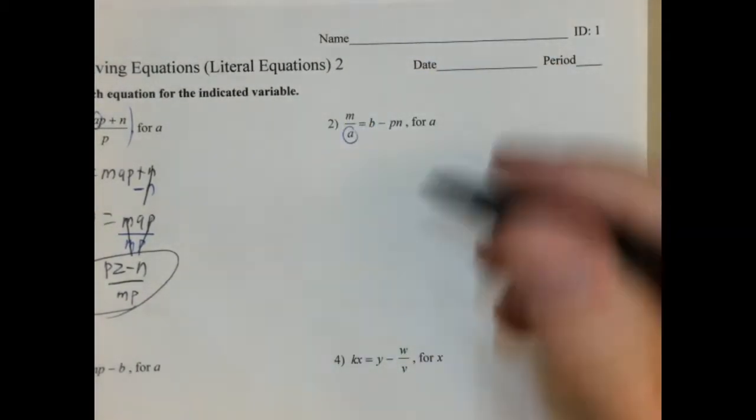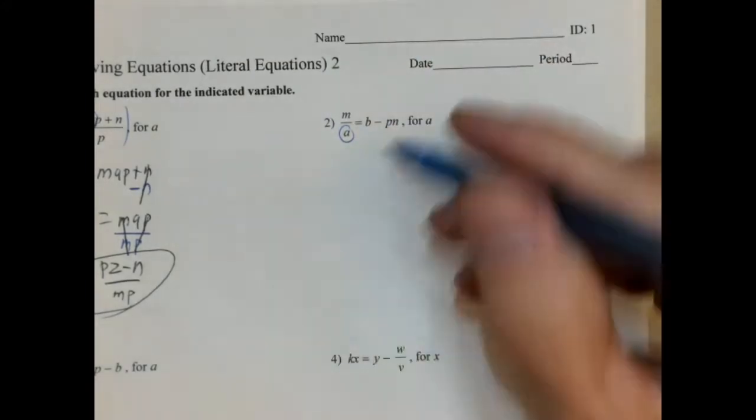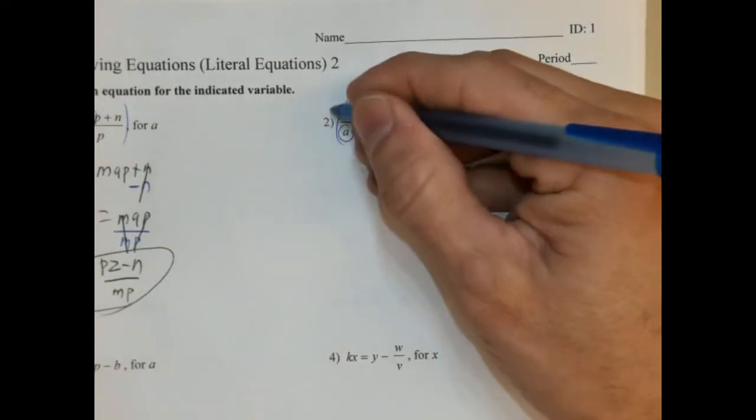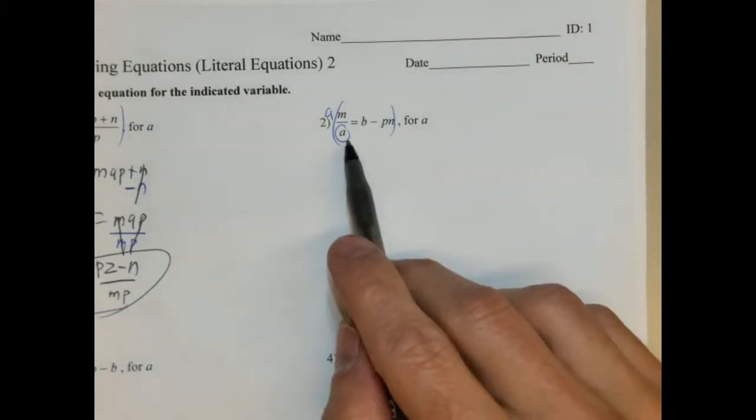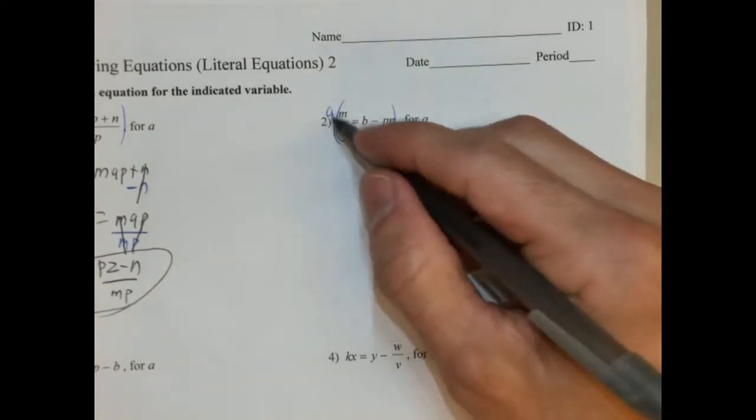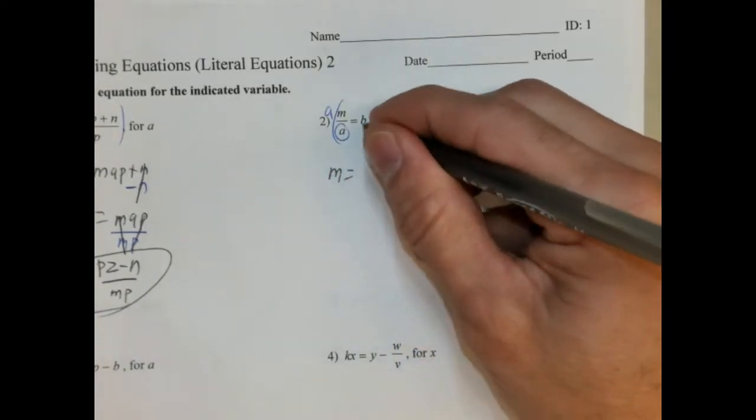Number 2, solving for a. A is in the denominator, which is different from what we're used to, so we need to get it out of the denominator. So we're going to multiply both sides by a, which is weird. We usually don't multiply or do anything with the variable itself, but in this case we have to because we can't leave it in the denominator. So these will cancel, so we have m equals, and then a times all of this.